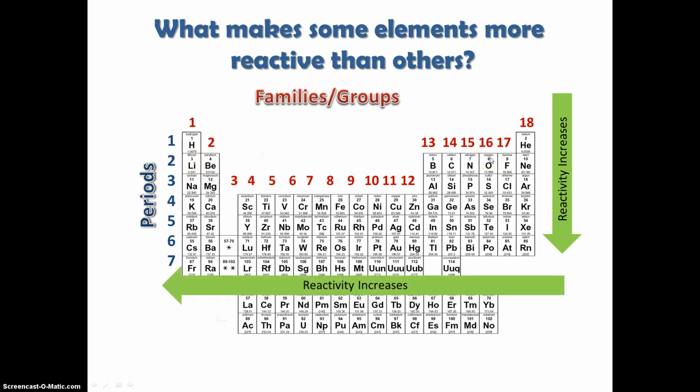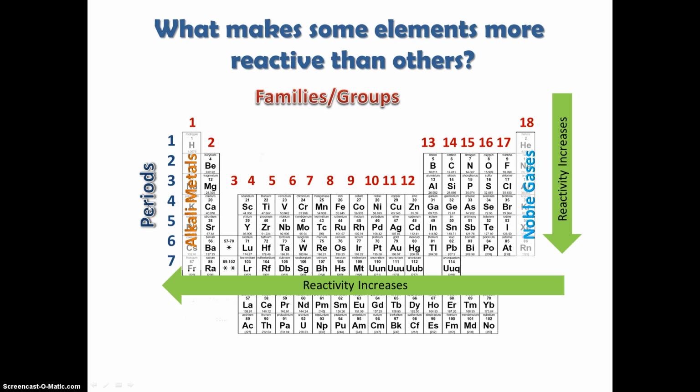Well, it increases. And so these elements here in family 18 are very stable, and in fact, they're called noble gases because of their stability. And then all the way over to the left, you have the most reactive family on the periodic table, the alkali metals. So why does reactivity increase?